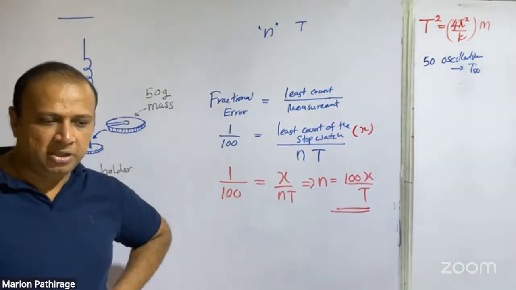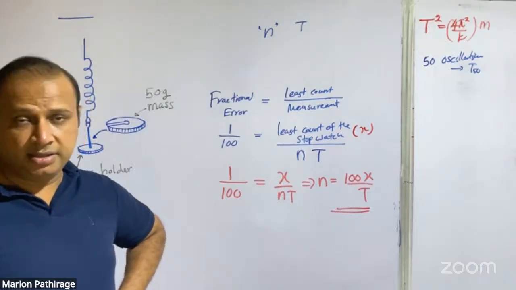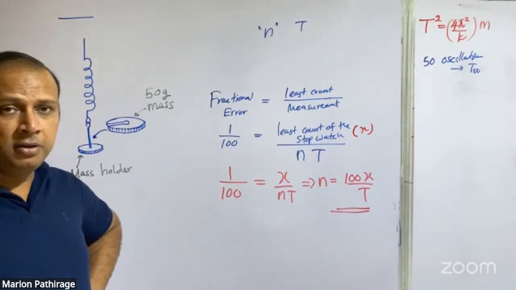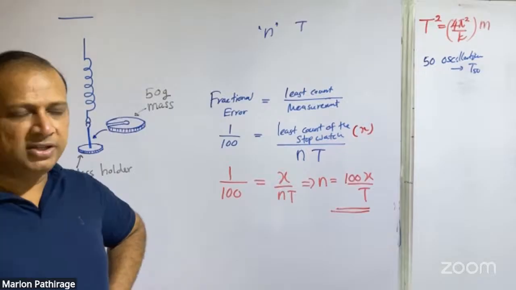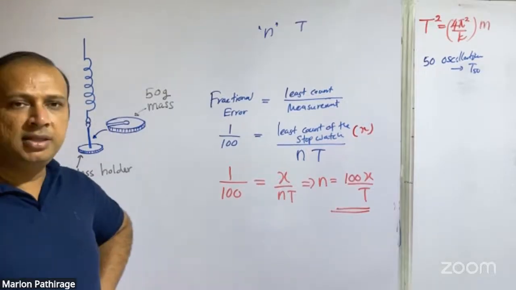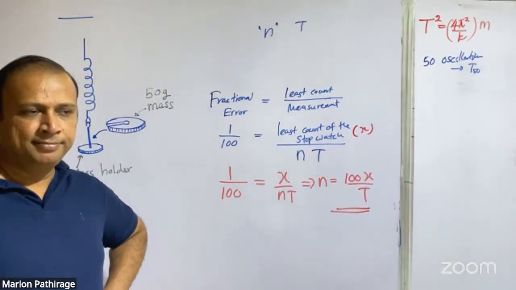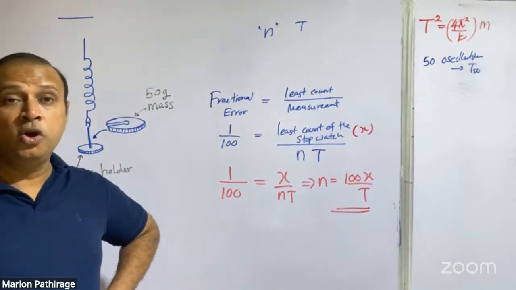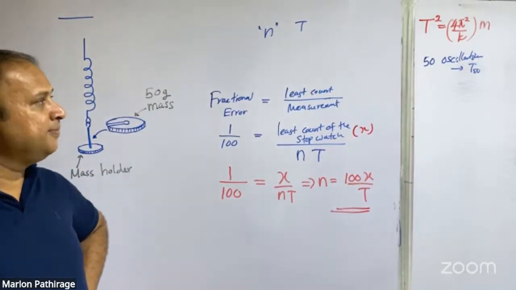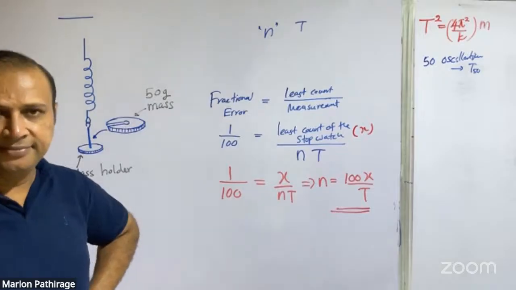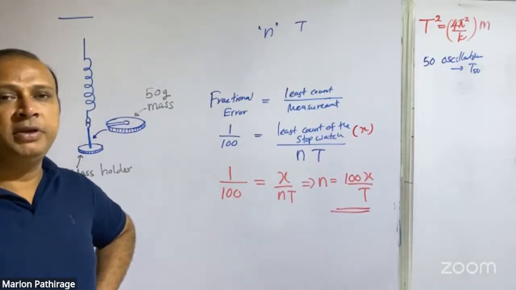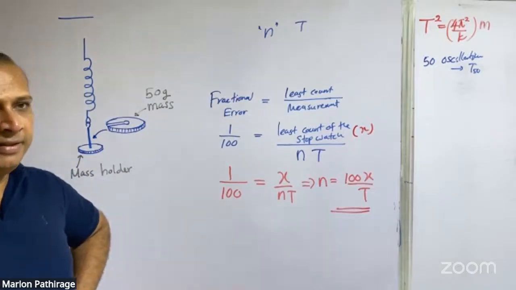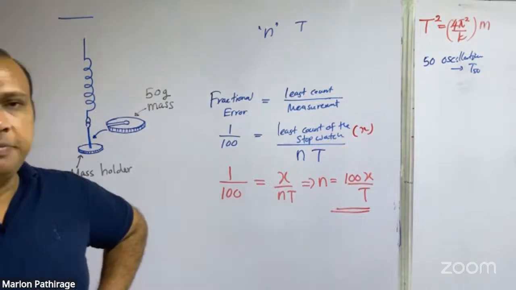Next, measure the time taken for 50 oscillations. Measure the time taken for 50 oscillations, and then calculate the period of oscillation.